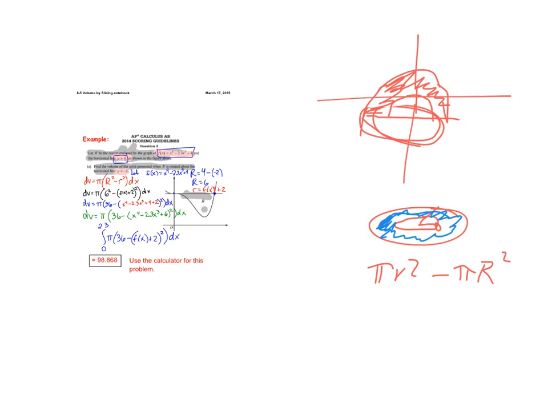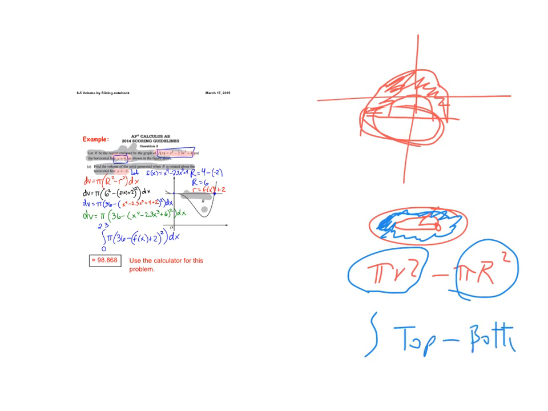We're not going to create disks anymore. If you have two functions, you're going to be creating washers. And you do that by taking the outside area minus the inside area, and that will give you the area enclosed. Just like we did before, where you did top minus bottom, top function minus bottom function if it was dx, or right minus left if it was dy.